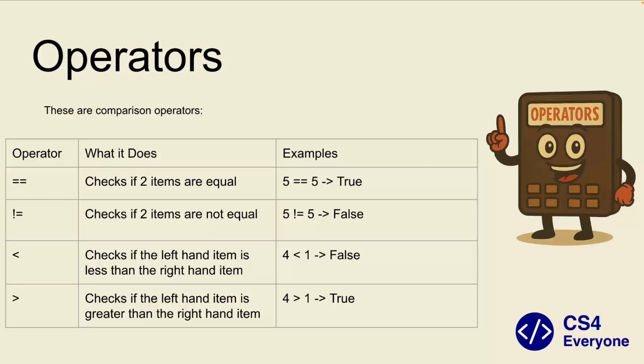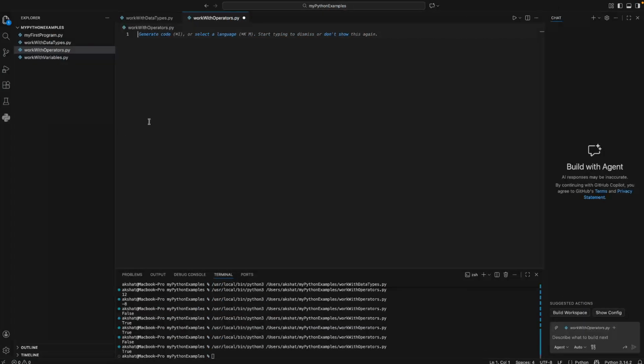The less than operator checks if the left-hand item is less than the right-hand item, and 4 less than 1 will yield false. And the greater than operator checks if the left-hand item is greater than the right-hand item. So 4 is greater than 1 will yield true. Okay, now let's try a few examples on VS Code.